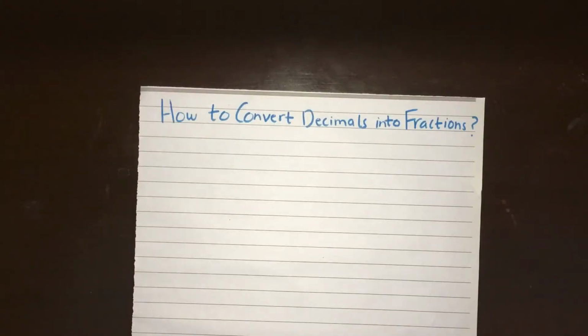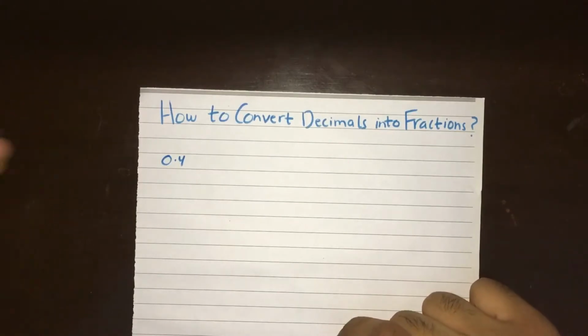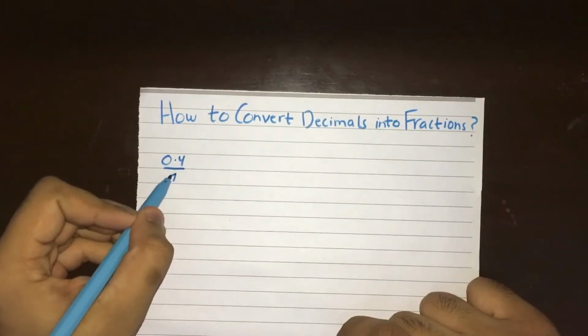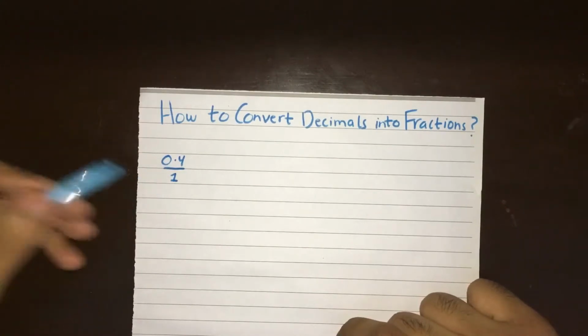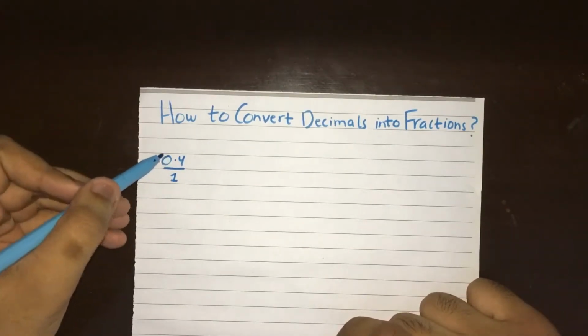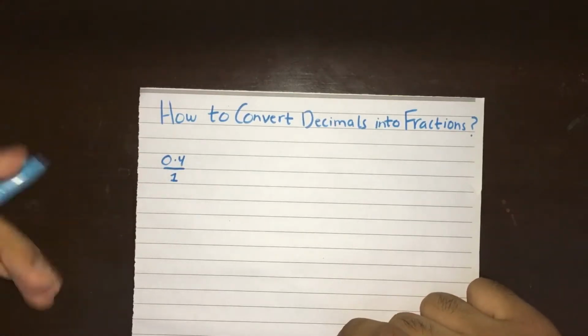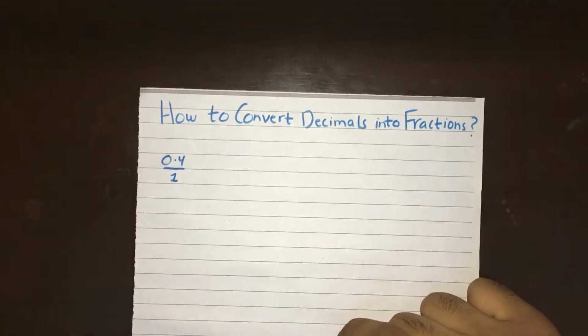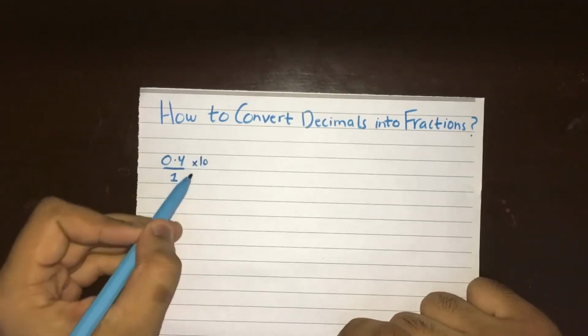Well, now we will learn how to convert decimals into fractions. So for example, if 0.4 is a decimal and we need to convert it into a fraction, remember that every number has a denominator of 1. So 0.4 also has a denominator of 1. If we want to convert this 0.4 into a fraction, we just need to remove this point, and to remove this point we multiply it by 10.